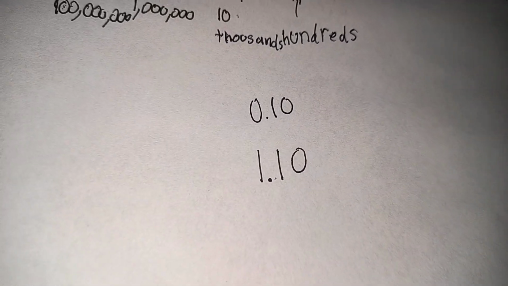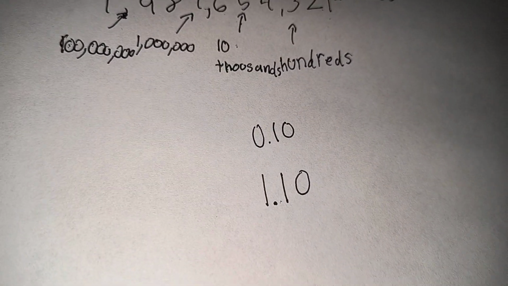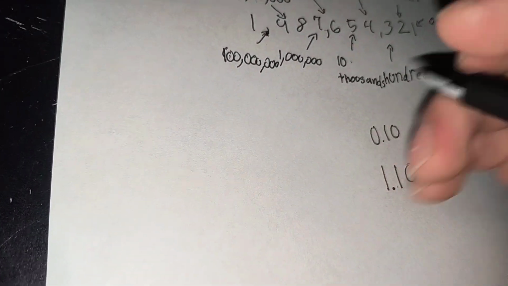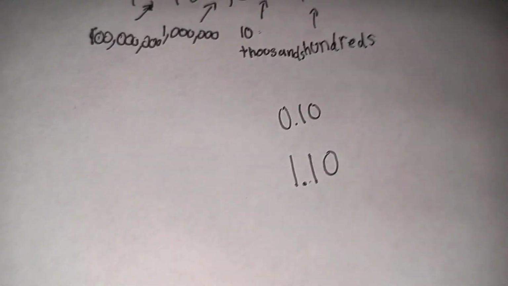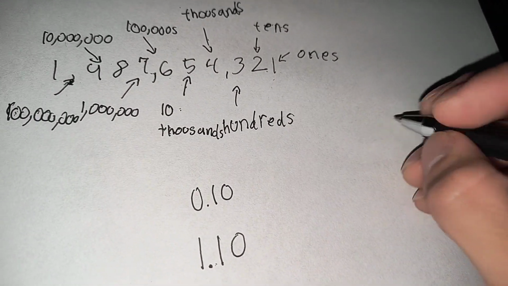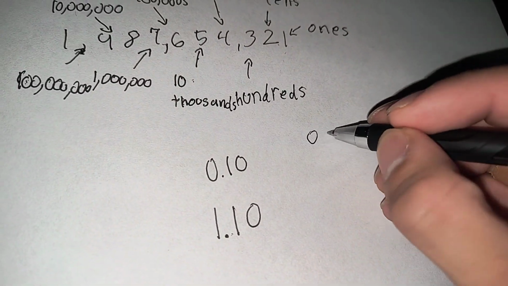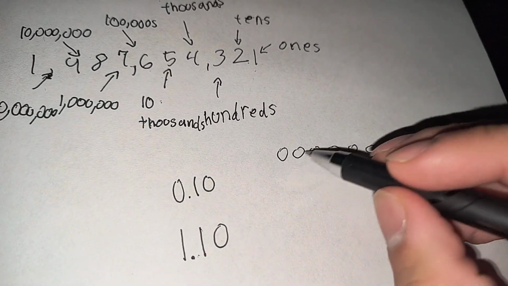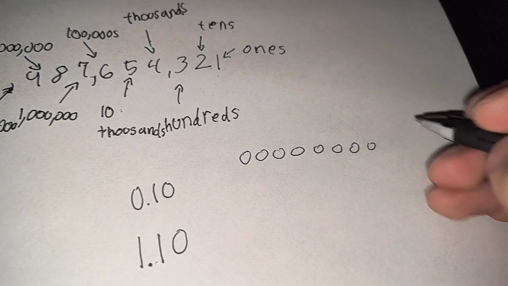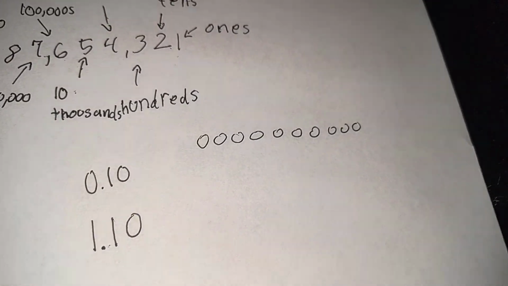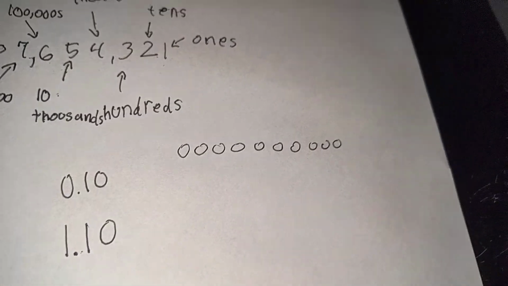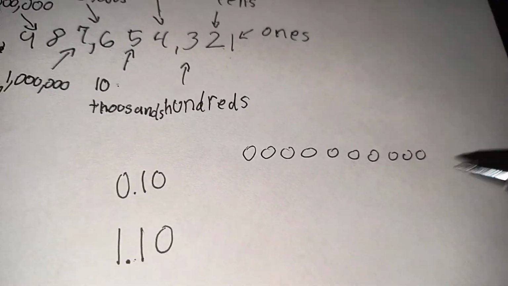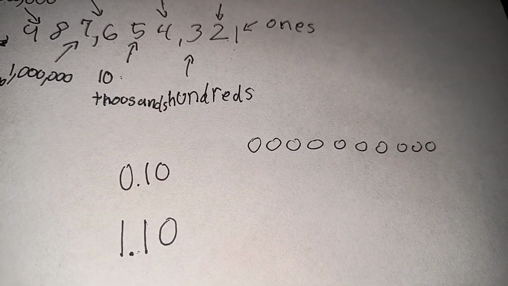The reason why it's called the tenth decimal place is because if I were to take one thing and divide it into 10 different pieces, 1, 2, 3, 4, 5, 6, 7, 8, 9, 10, then whenever I add them up, they'll equal that one whole group.